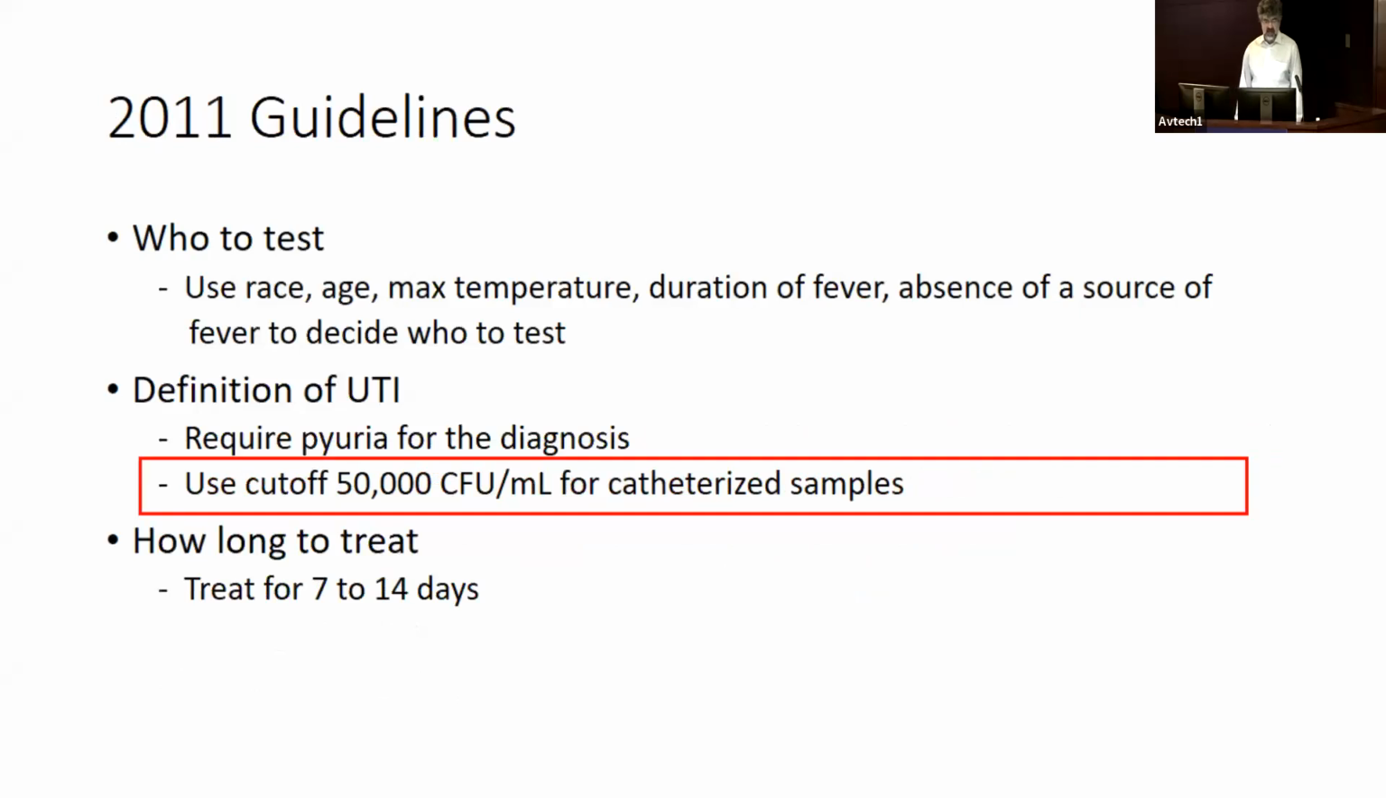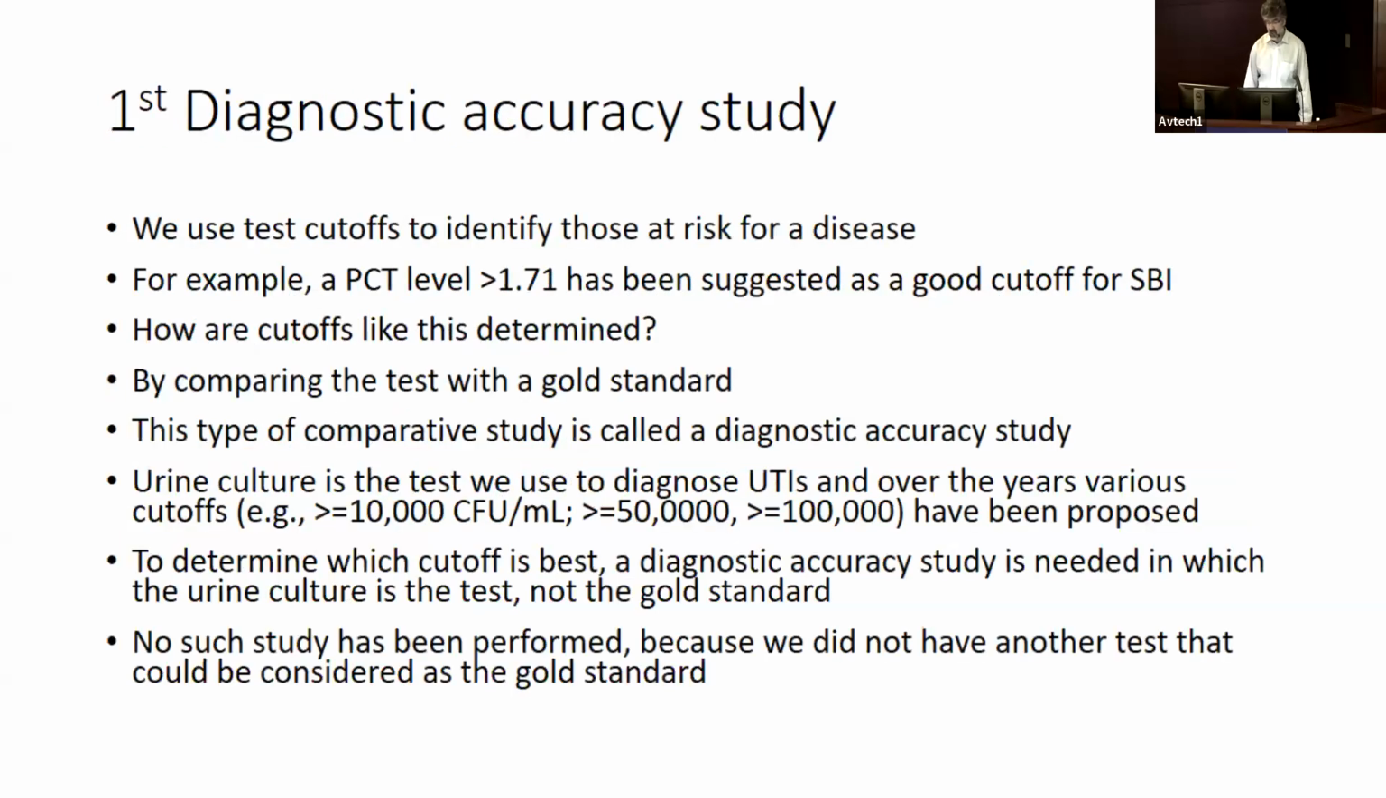The next thing on the guidelines is the use of a cutoff. They recommended a cutoff of 50,000 CFUs per ml, colony forming units of bacteria per ml, for catheterized samples. Cutoffs are used all the time in clinical medicine to decide who to test and treat. For example, a procalcitonin level of 1.71 has been suggested as a good cutoff for serious bacterial infection. How did they come up with that number? Well, they compare the test, the procalcitonin, with the gold standard, serious bacterial infection present or absent.